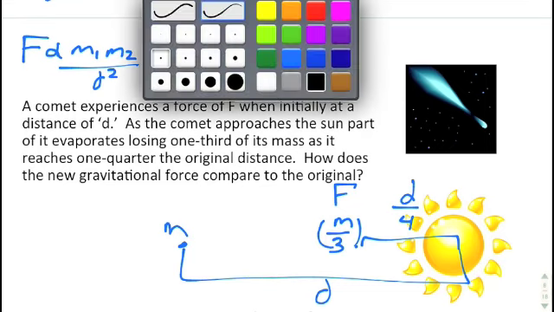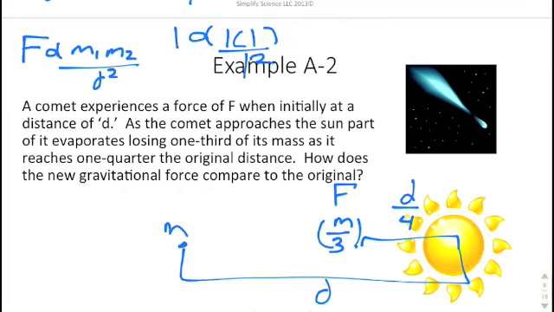Because now when we take a look at it, let's take a look at the new terms. Now we don't know what F is. We're trying to figure out what that is. But we can say F is proportional to the comet's mass, which is now 1/3. Because it was 1 and now it's a third of that value. Excuse me, it was losing 1/3 of its mass. So it should be 2/3. I'm sorry, it should be 2/3 because it lost 1/3 of its mass. So now you have a mass of 2/3. The mass of the sun did not change.